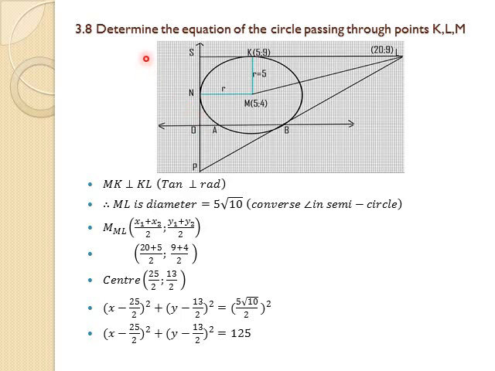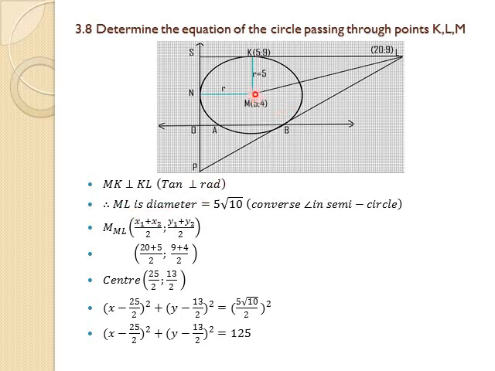Alright, so our last question here: determine the equation of the circle passing through K, L and M. So we should possibly be able to draw a circle around KLM. First we should know that for ML to be a diameter, it must subtend a 90-degree angle at the circumference of that circle. MK is a radius, SKL is a tangent. Where a tangent and a radius meet, they form a 90-degree angle. So MK is perpendicular to KL, tangent perpendicular to radius, my reason.